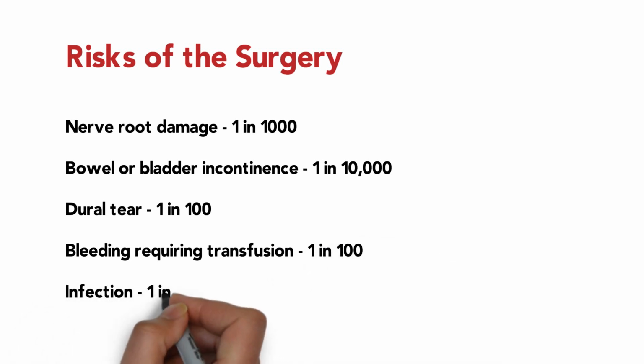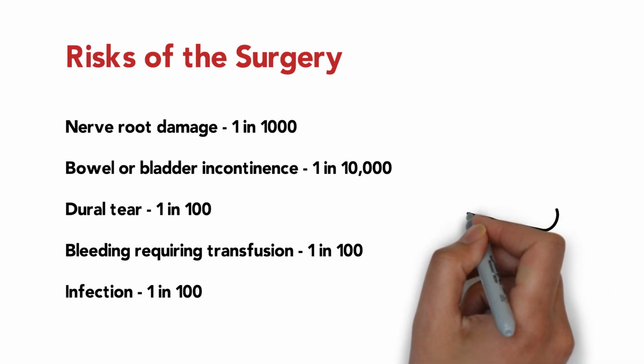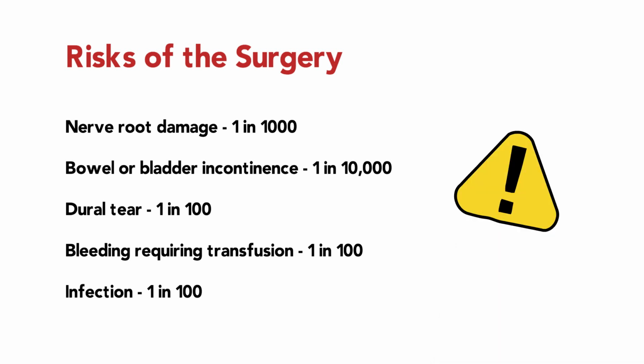Bowel and bladder incontinence is very unlikely to occur, about 1 in 10,000 patients. A dural tear refers to a tear in the material surrounding the sac that contains the spinal cord. This can occur in patients, but we manage this through repair at the time of surgery, and if it does escape our notice, most can be managed without any further surgery. Bleeding that requires transfusion can occur, but it is unlikely as this surgery is not intended to be extensive.